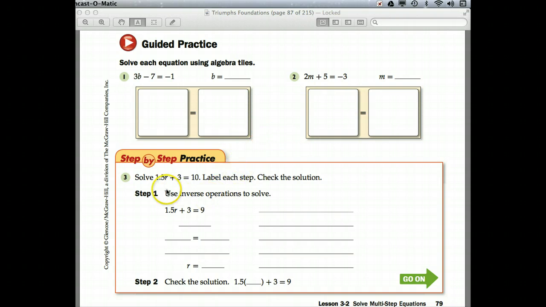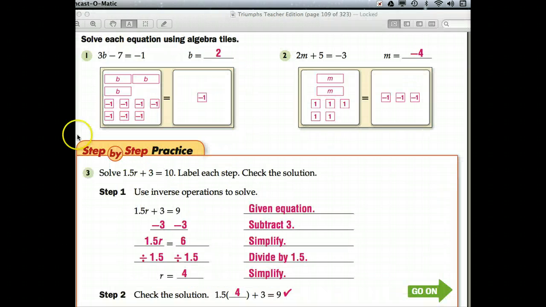Also, in the meantime, some step-by-step practice. Try this and we'll come back and I'll give you the solutions. Okay, did you end up with b is equal to 2? Good job. And on this one, m is equal to negative 4.